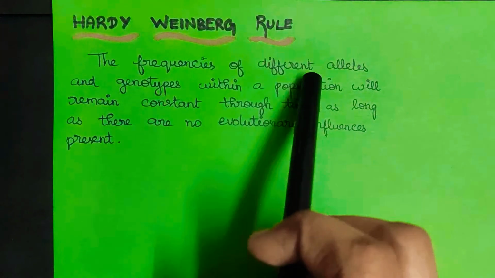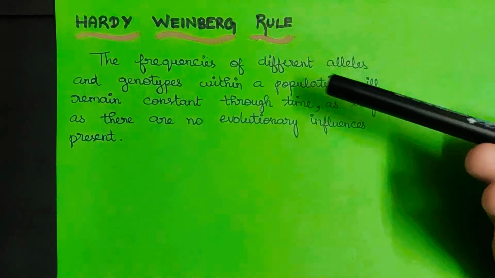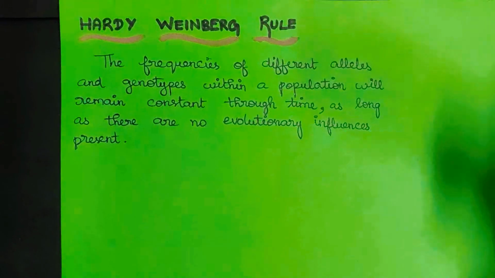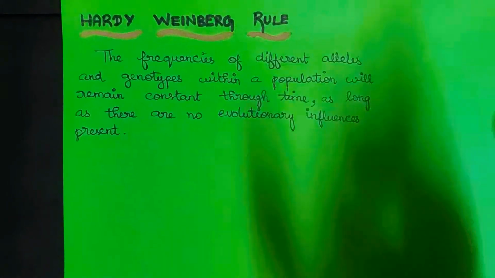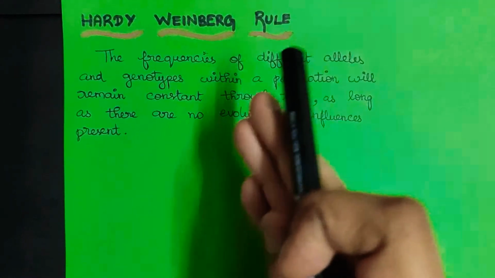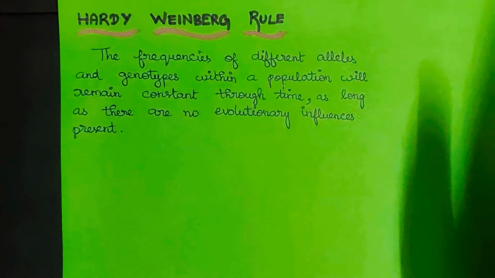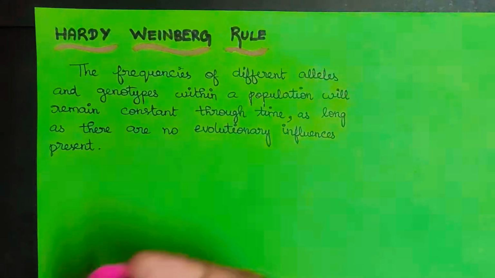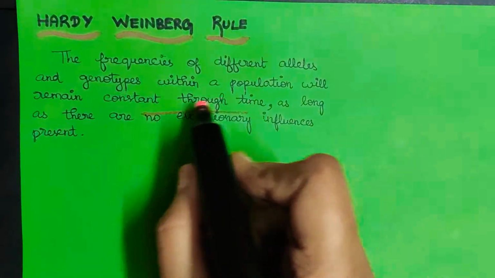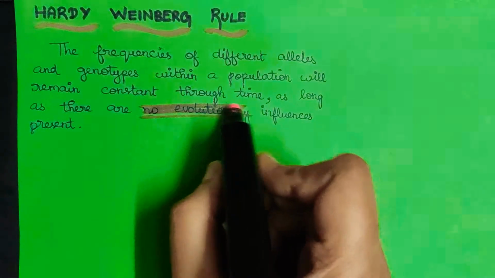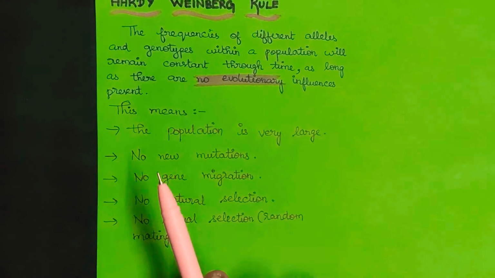So what is that frequency of different alleles and genotypes within a population? Whether it could be a homozygous genotype or a heterozygous genotype or whatever alleles concerned within a population, it will remain constant throughout the time only under this condition, when there is no evolution. It is a very important point. You need to understand it very carefully. Whenever there are no evolutionary influences present, at that time Hardy Weinberg equilibrium is static. So you can say Hardy Weinberg's principle is defined only when no evolution is there. Clear? See here, so this is the explanation.